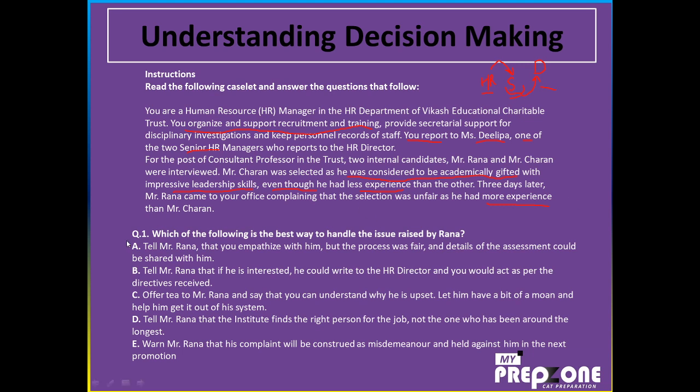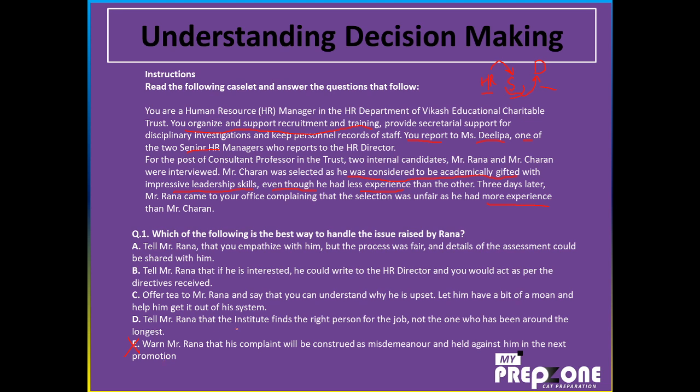So let us talk about all these options and let's start with E. E says, warn Mr. Rana that his complaint will be construed as misdemeanor and held against him in the next promotion. The moment you say this, you are saying that, hey, I have the power. If you raise any grievance, I will not take it as a grievance, but I will take it on my ego and I will use this thing in your next promotion. Of course, as an HR manager, this is not what you would want to do. Not expected from you. E must not be the answer.